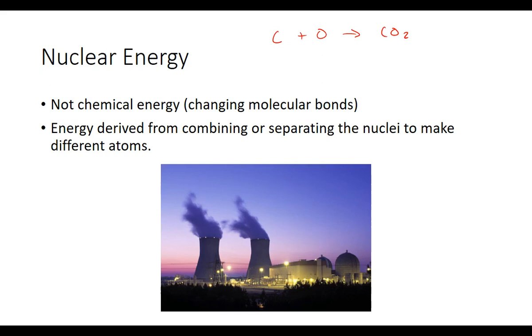You still have this carbon, you still have the oxygen, you're just changing it into CO2, versus nuclear energy, where you're taking, for example, hydrogen and hydrogen, it's more complicated than this, and turning it into helium. You no longer have your hydrogens, instead you have a helium. So that's a simplified view, but that's how nuclear energy is different from chemical energy.